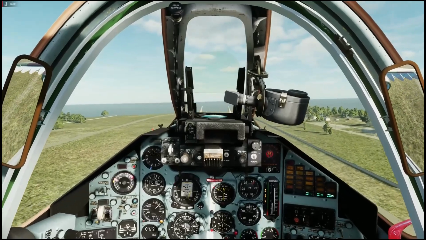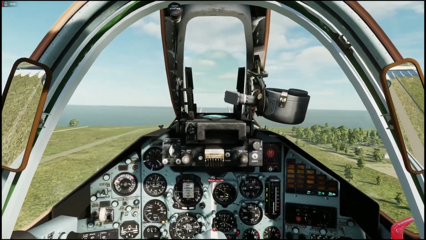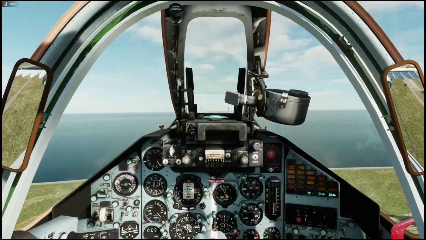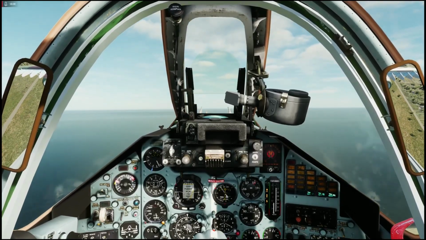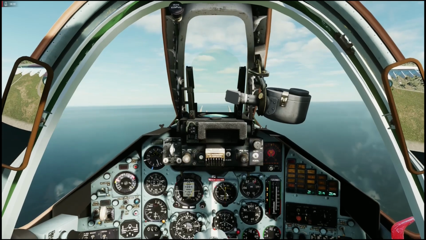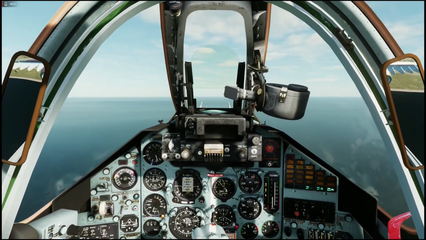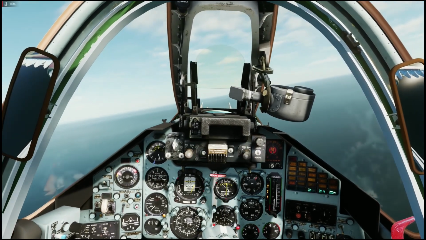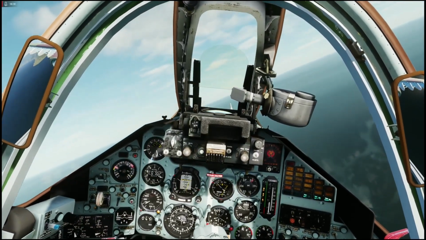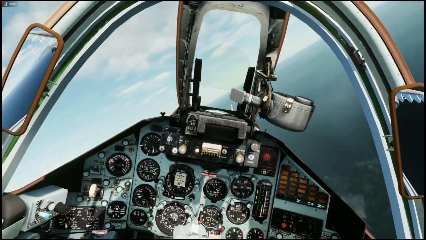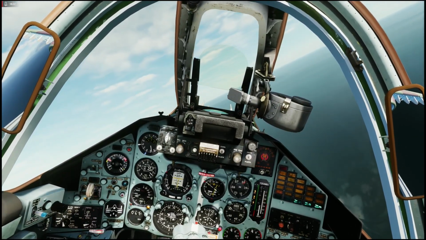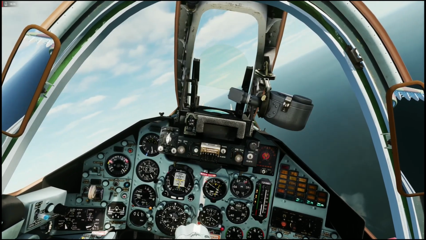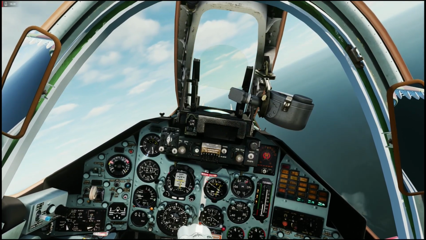Wheels up, good rate of climb, flaps up, and I can ease on the throttle. Okay, right now I know that I need to make a right turn, so I'm gonna do that to roughly 025.